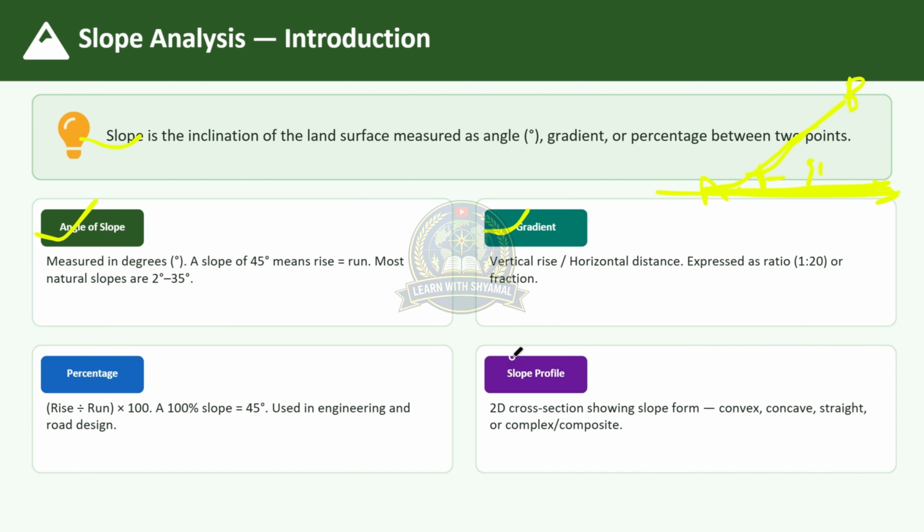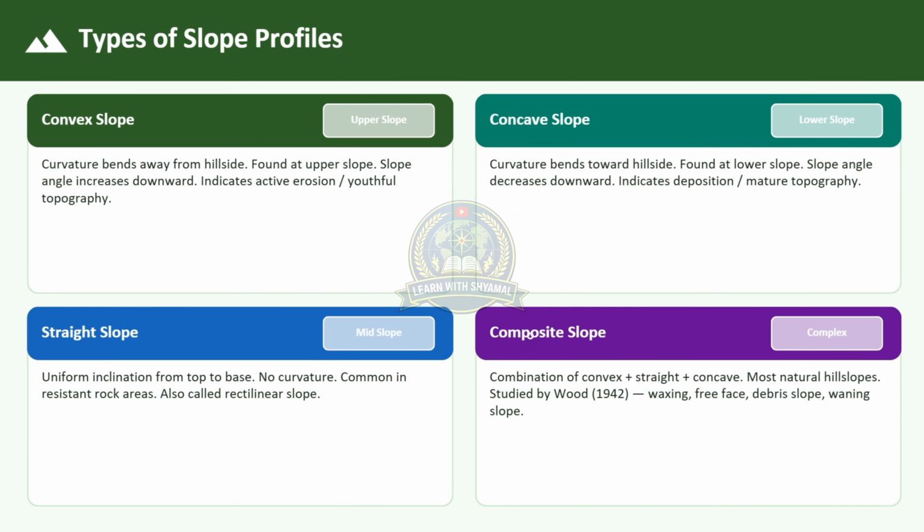Slope profile: a 2D cross section showing slope form, convex, concave, straight, or complex composite. Types of slope profiles. Convex slope: curvature bends away from the hillside, found at upper slope. Slope angle increases downward, indicates active erosion, youthful topography.